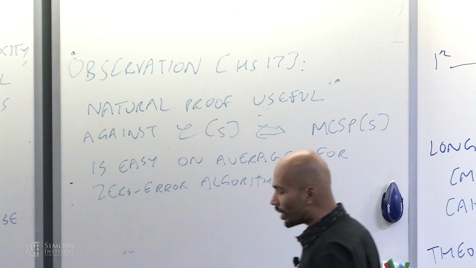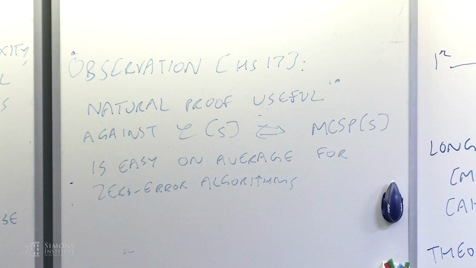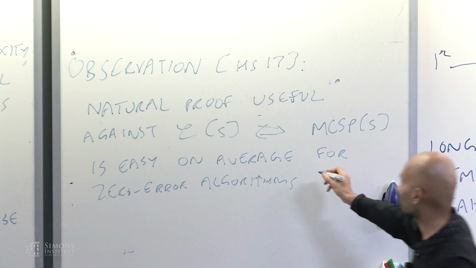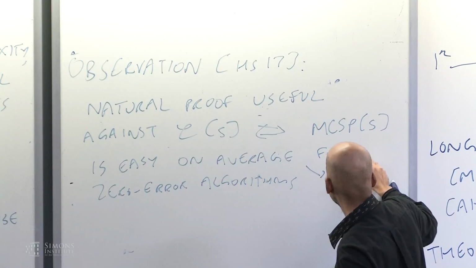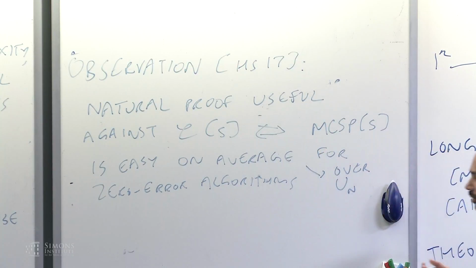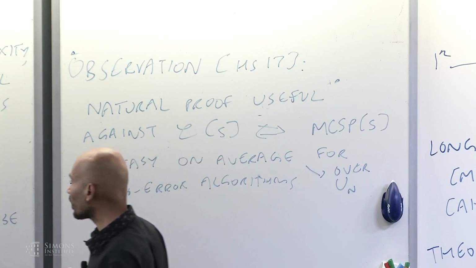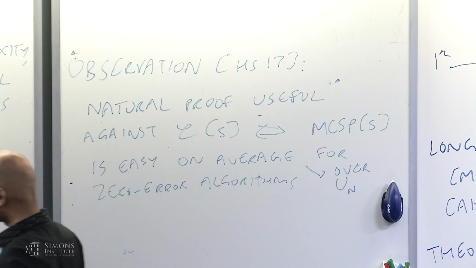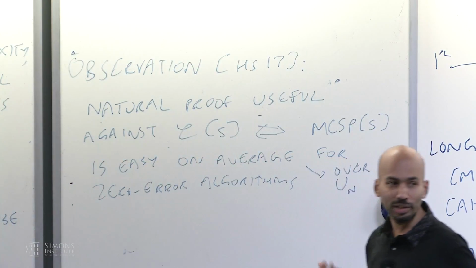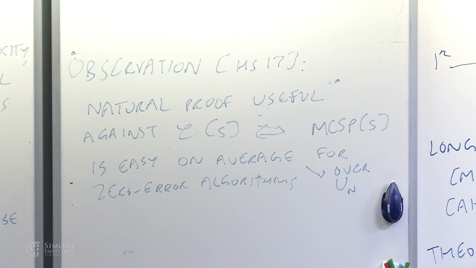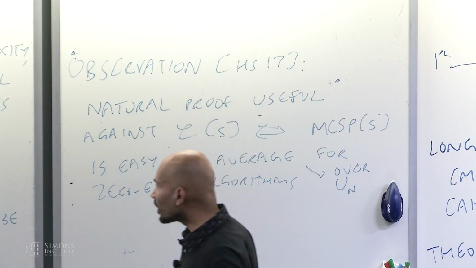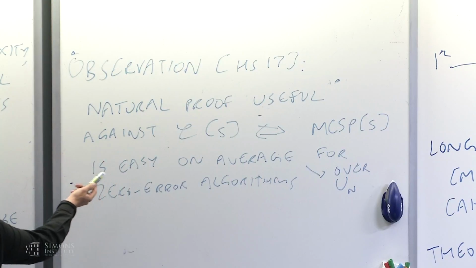So what does it mean to be easy on average for zero error algorithms? You take the uniform distribution over the inputs, and you want to either give the correct answer or say you don't know. That's a zero error algorithm. And being easy on average means you do this with significant probability over the uniform distribution, so an inverse polynomial probability. It's pretty easy to see that if there are natural proofs, then you get such an algorithm.